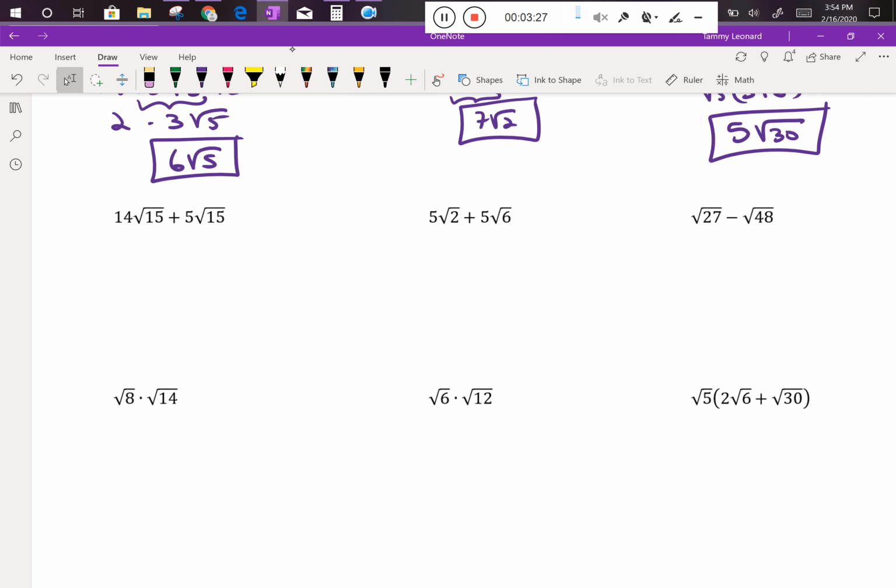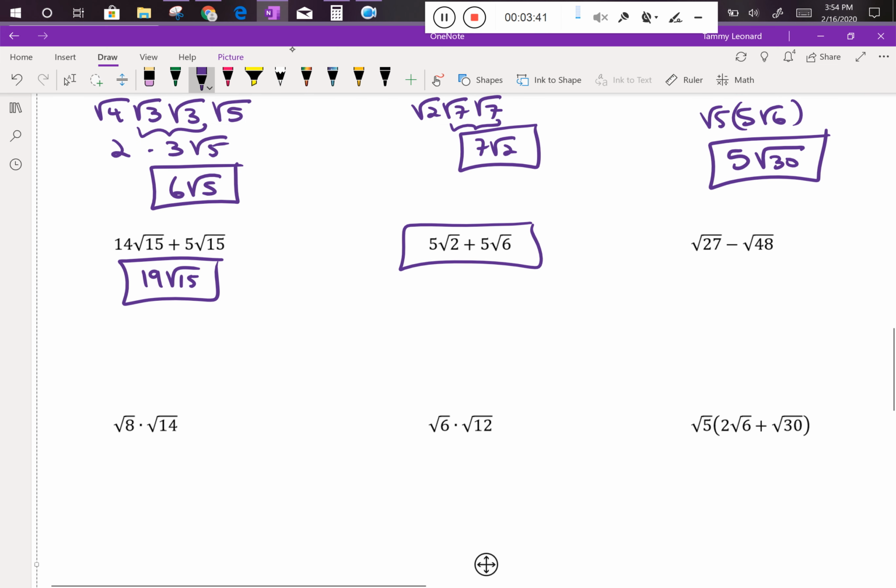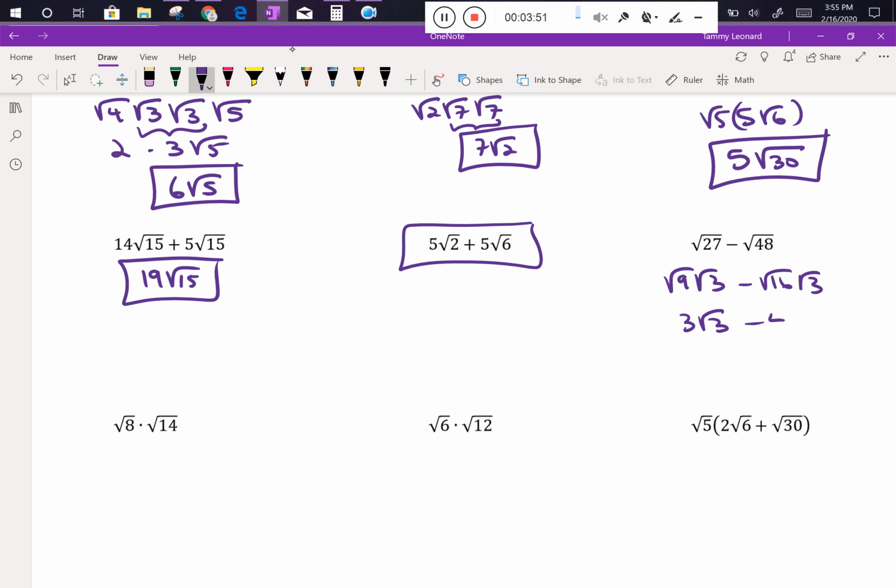14 root 15 plus 5 root 15 is a total of 19 root 15s. 5 root 2 plus 5 root 6, those aren't like radicals, so I can't do anything with them. Root 27 is the square root of 9 times the square root of 3. And root 48 is the square root of 16 times the square root of 3. So that's 3 root 3 minus 4 root 3, or negative root 3.